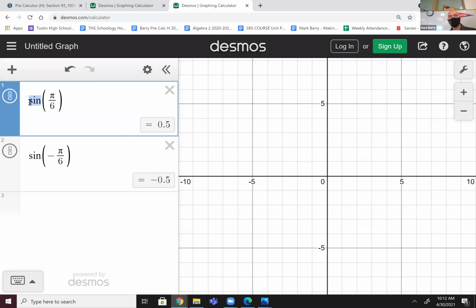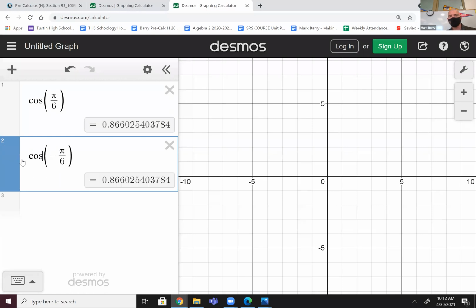But check this out. If I change this to cosine, cosine of a positive pi over 6 is 0.866. Cosine of a negative pi over 6 is the same exact answer. It doesn't turn negative, it stays positive. Okay?